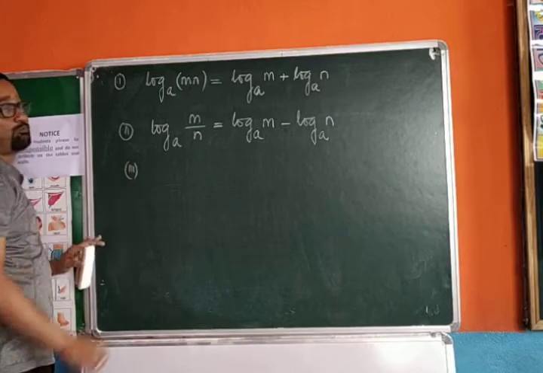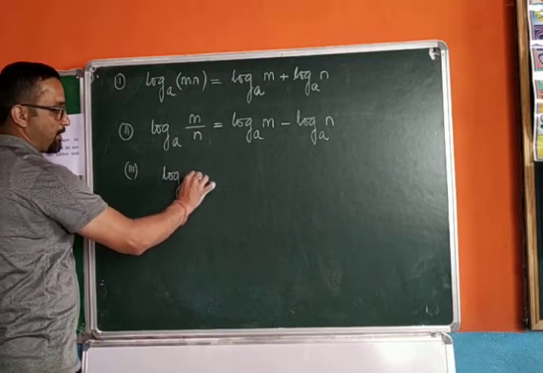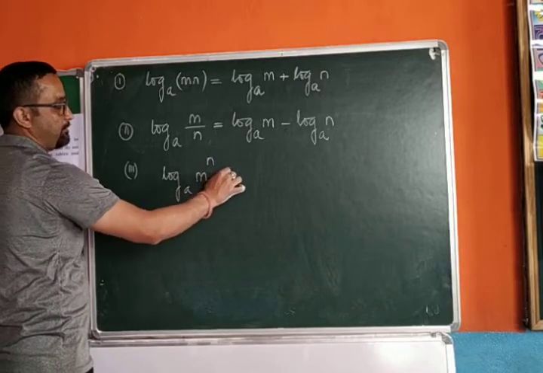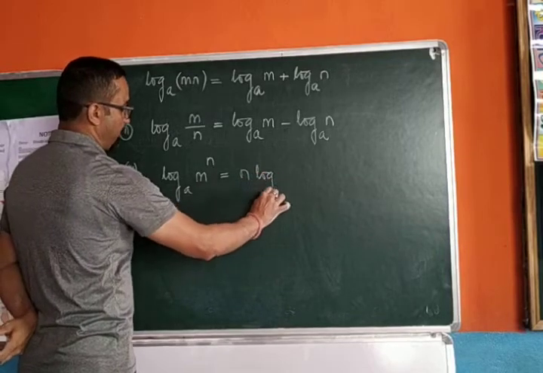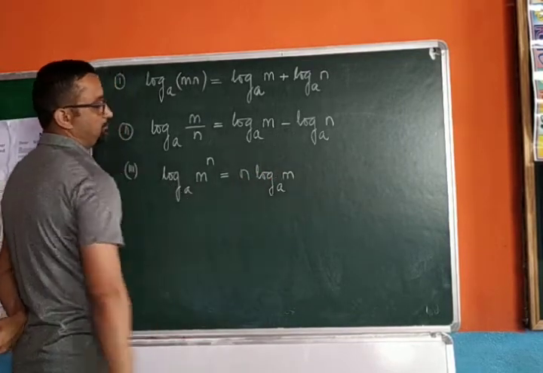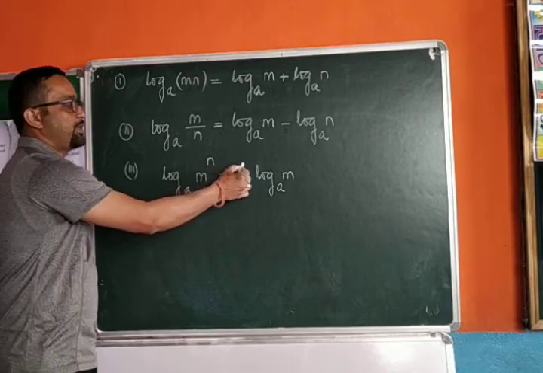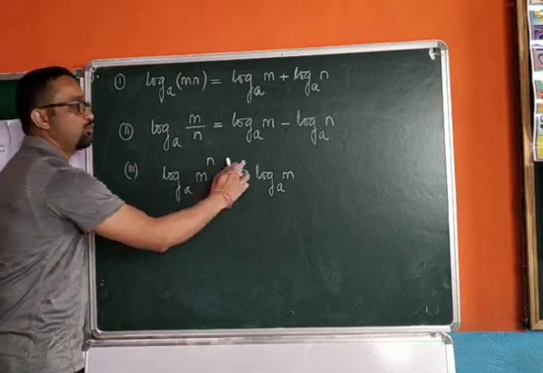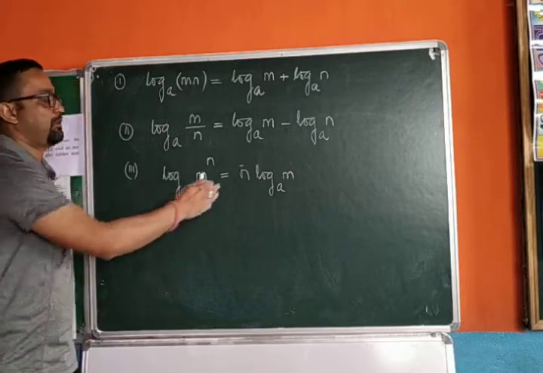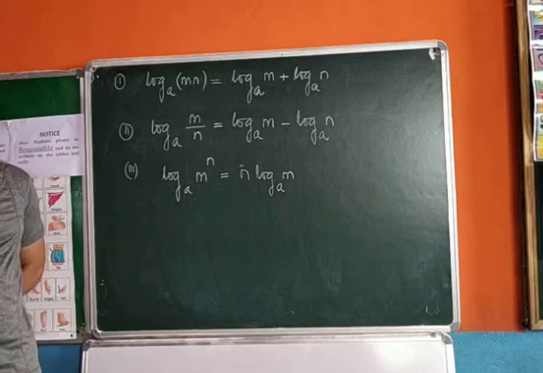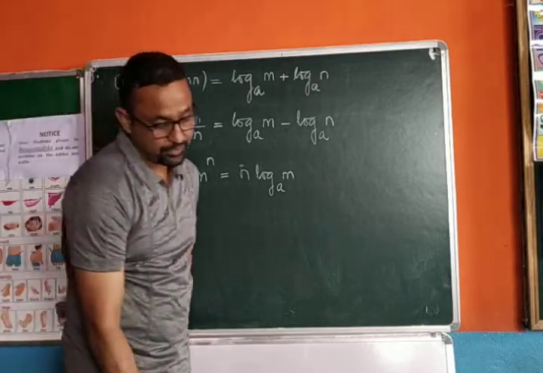Third one is called power law. Log base a of m to the power of n can be written as n log base a m. This is power law. When you have a number in front of a logarithm, it can go to the power. If there is a power, it can come to the front of the logarithm. These are the three standard laws of logarithm.